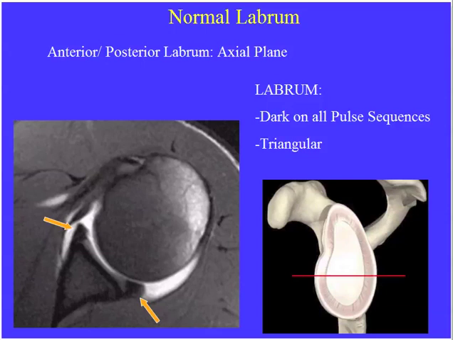It's usually dark and triangular in appearance, firmly attached to the glenoid. It's dark because it's made of fibrocartilage. The hyaline cartilage is intermediate in signal intensity. We may either see some fluid or contrast within the joint, but we shouldn't see any fluid coming deep into the substance of that triangle.